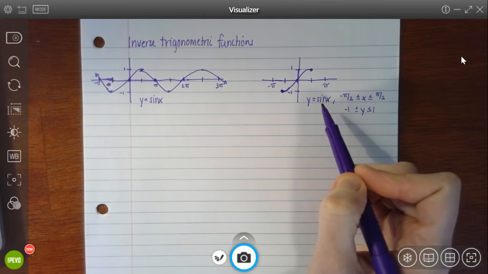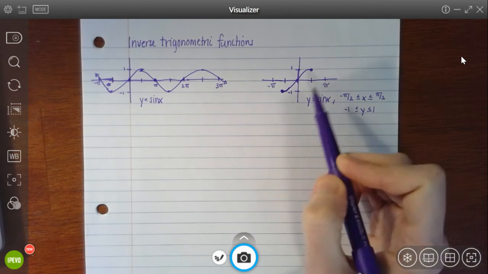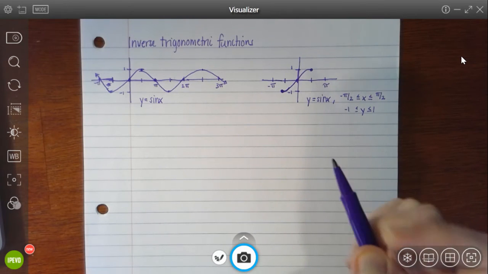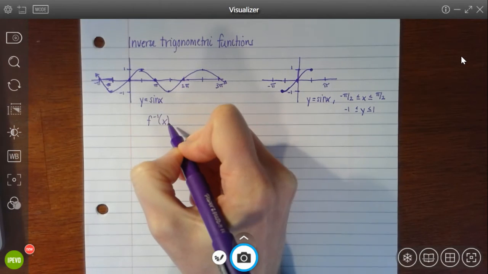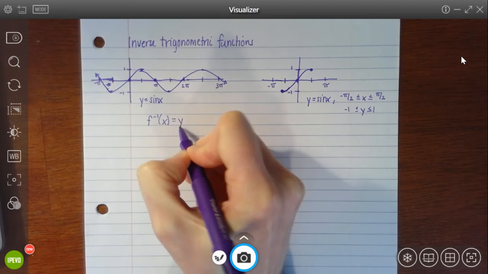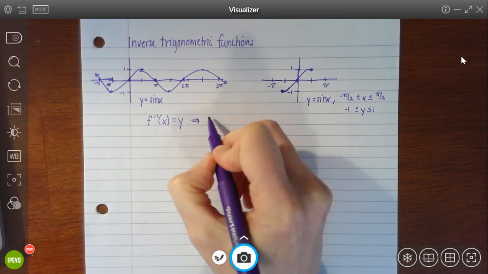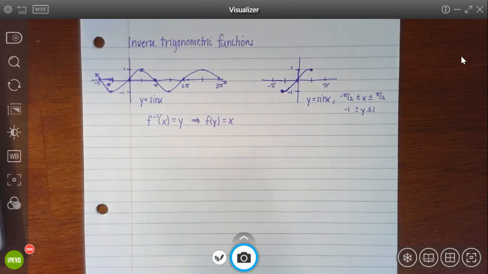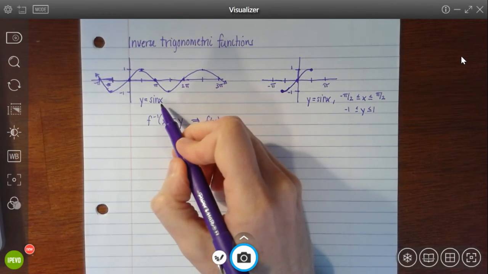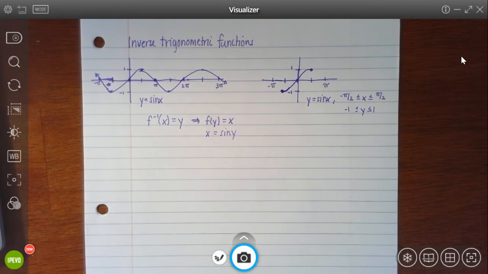So they're restricting the domain for sine x to go from -π/2 to +π/2, and that would make my y values go from -1 to +1. Now, the definition for an inverse function tells us that if the inverse function of x is equal to y, then that means that f of y is equal to x. You may have just been taught, if y is equal to sine x, to find its inverse you just switch your x and y's around. So we can then say that x is equal to sine y.